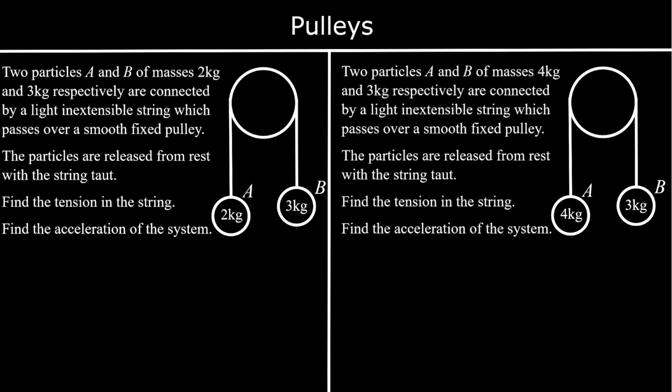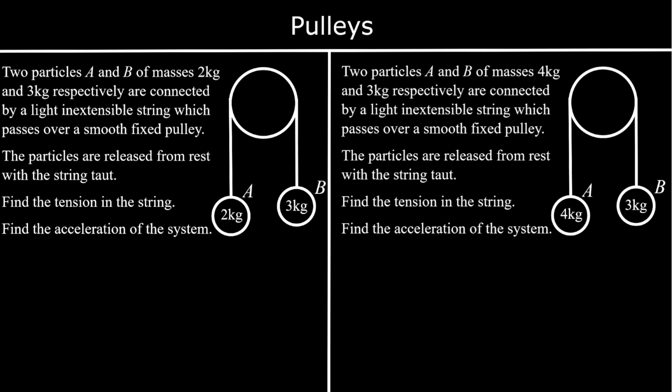In this video, we are looking at pulleys. So here we've got a situation where we've got two particles, A and B, of mass 2 kilograms and 3 kilograms. They're connected by a light, inextensible string again. So it's a string, it's light, that means it's got no weight. It's inextensible, which means the acceleration of A and the acceleration of B will be the same.